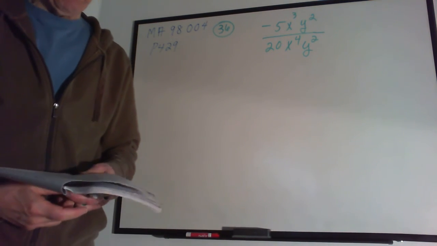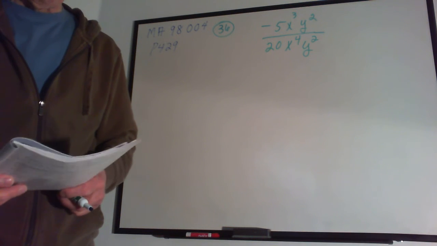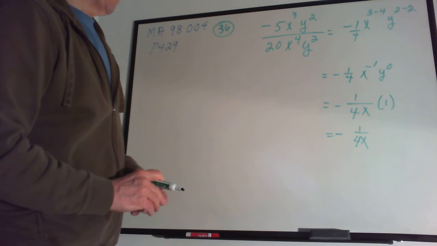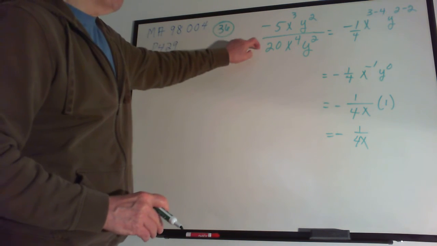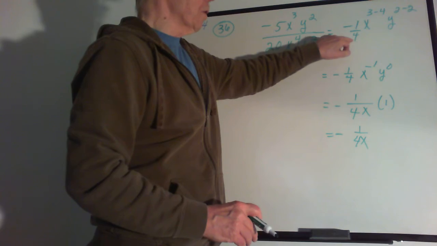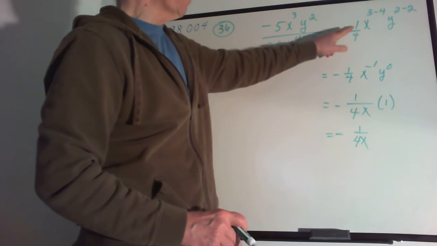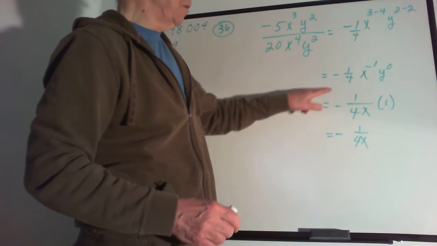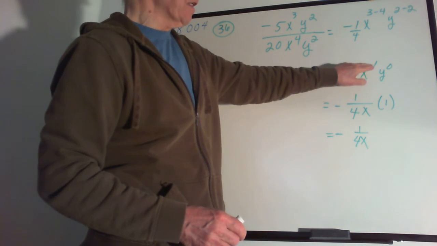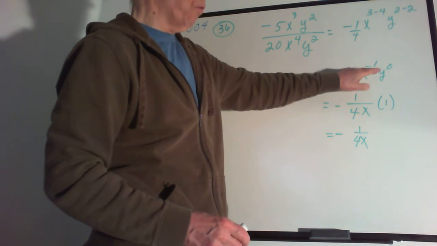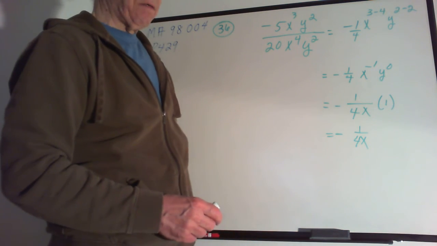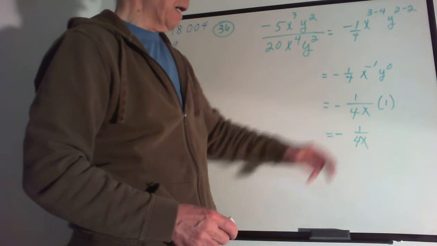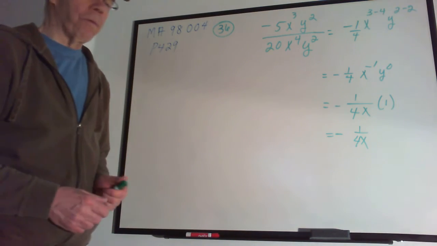All right, next I want to try problem 36. I want you to simplify it. All right, I can reduce negative 5 over 20 to negative 1 over 4. I want to subtract my exponents. It's x to the 3 minus 4, y to the 2 minus 2. Gives me negative 1/4, x to the negative 1, y to the 0. y to the 0 is equal to 1. So I have negative 1/4 x to the negative 1 times 1, which gives me negative 1/4 x to the negative 1.